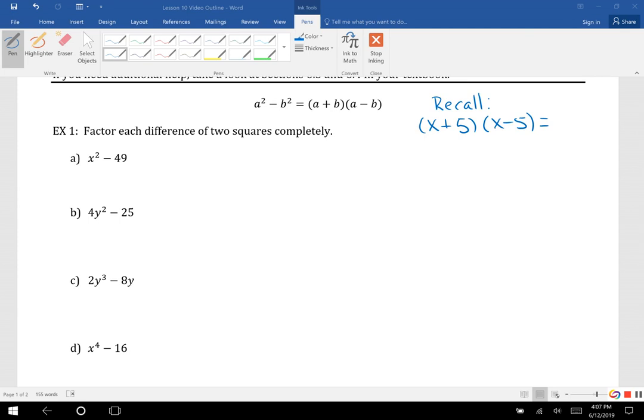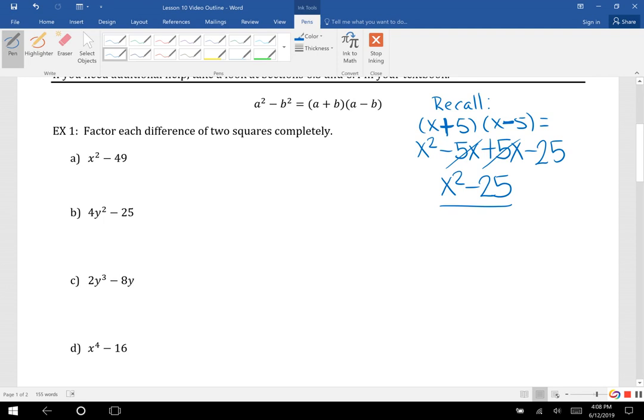And so first of all, I want to remind you of a pattern that occurs when you multiply or FOIL something out where the signs are opposite. So let's say we have x plus 5 and then an x minus 5. When we use FOIL, our first is x squared, our outer is minus 5x, our inner is plus 5x, and our last is minus 25. Then when we combine like terms, the inner and outer terms cancel out, and we're left with just x squared minus 25.